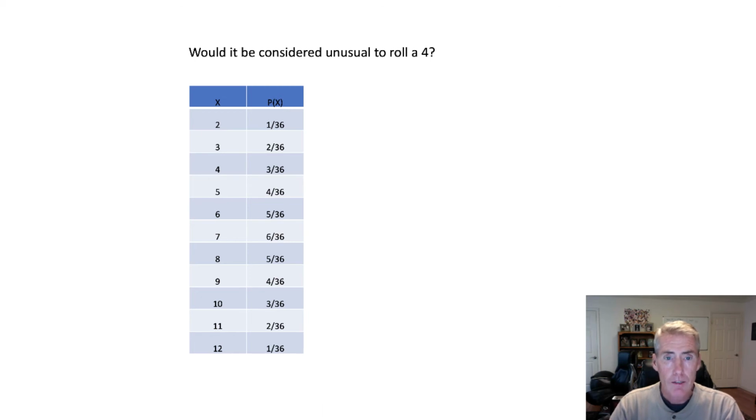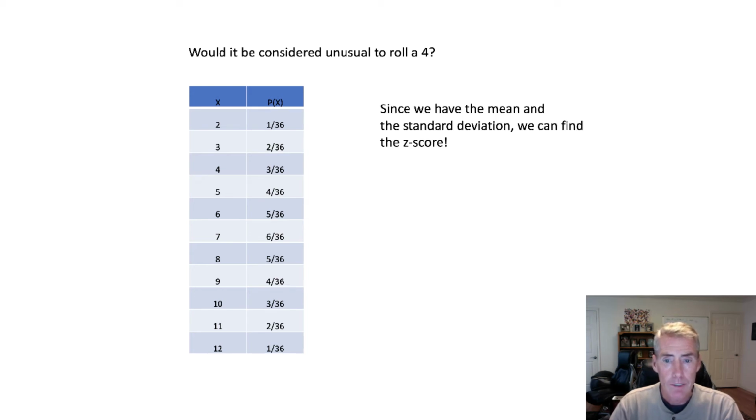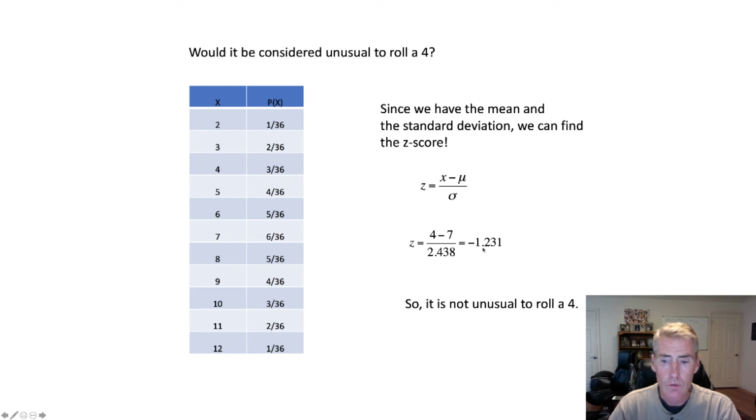So now that we've got the mean and the standard deviation, we could use them. Would it be unusual to roll a 4? Well, since we've got the mean and standard deviation, we'll find the z-score. That is, take the score, which is what's being asked about, the 4, so that goes right here, minus the mean, which is 7, divided by the standard deviation, 2.438. So it's the score of 4 minus the mean divided by the standard deviation, and this does not go past negative 2.0, so it's not unusual.